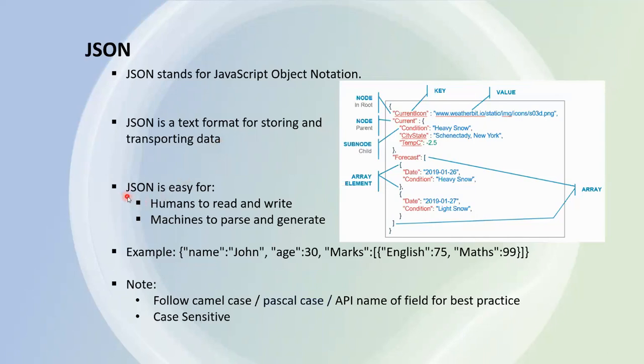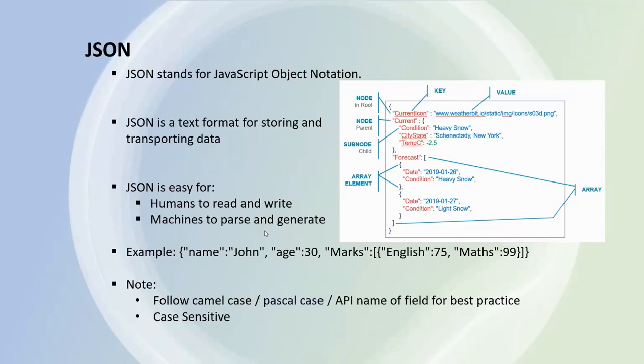And what are the advantages? JSON is easy for humans to read and write, and machines can parse and generate the data easily. OmniStudio not only consumes the JSON data, it can also generate the data. For example, if a user enters any information on the screen, based on the user-entered information, it can also generate the data, which we are going to see.